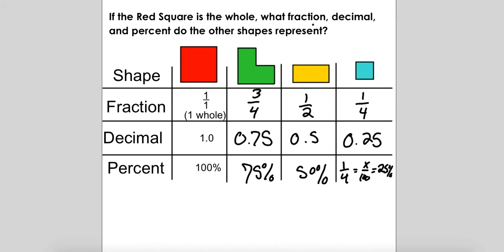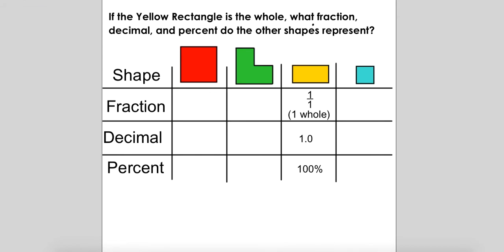Now before you go into what you'll be doing with your partners, there will be examples where the red square isn't your 1 whole, but in fact the yellow shape in this case is the 100%. Now that would mean because the blue shape is only half the size, you can see over here it's only half the size, that's only going to be 50%, which is 0.5, which is 1/2.